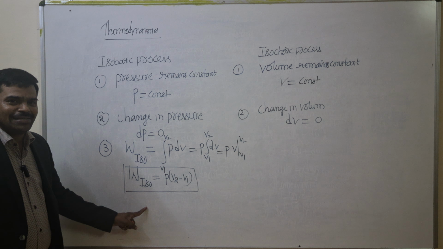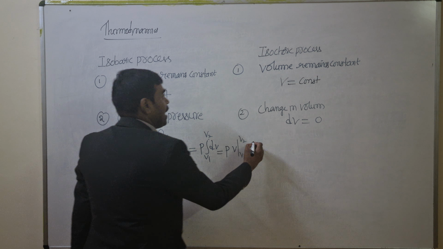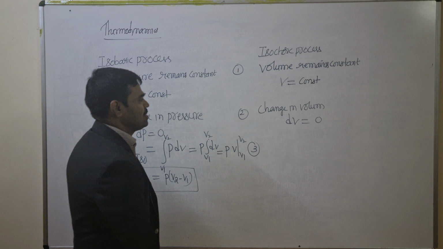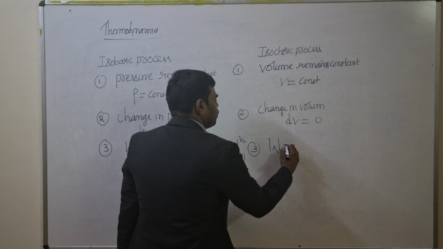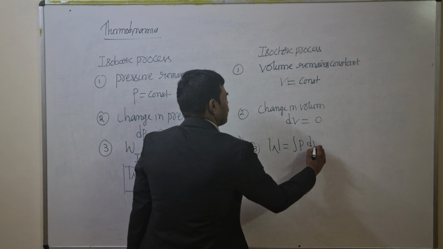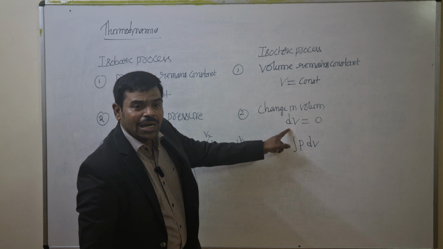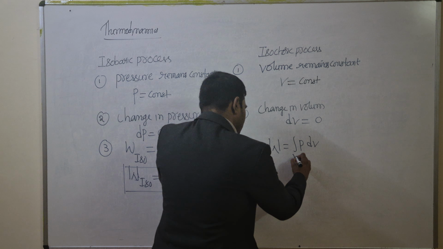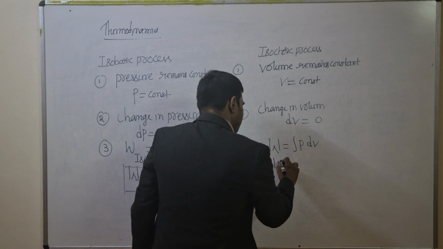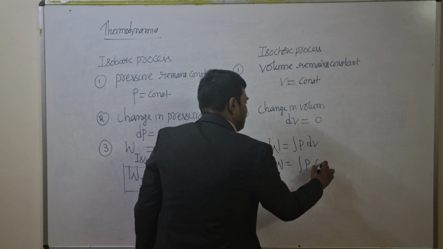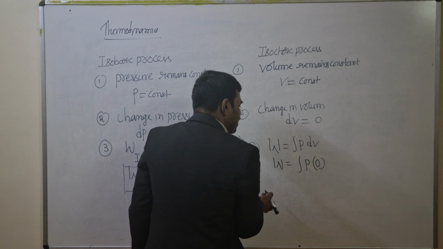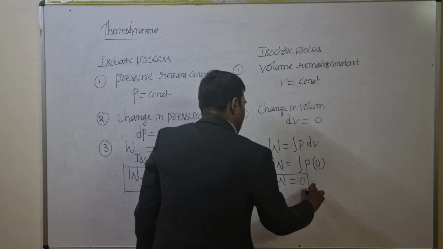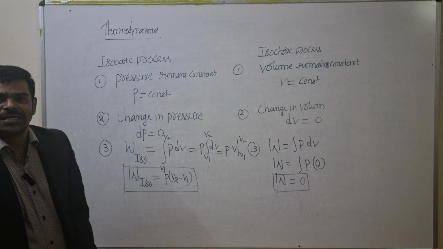Now come back to the third point, whereas in isochoric process, work done W is equal to integral PdV. But in this situation, dV is equal to 0. So W is equal to integral P into dV, which is 0 into P, equal to 0. So work done is not possible in an isochoric process.